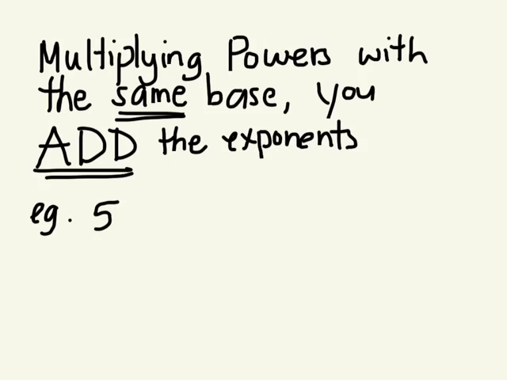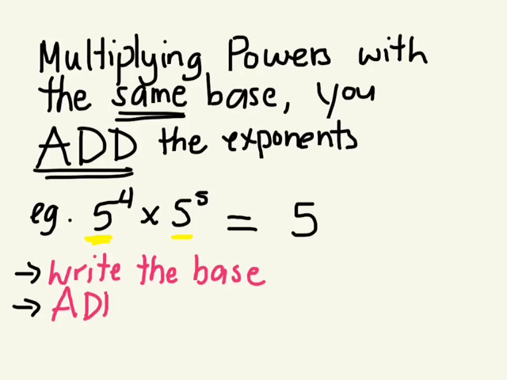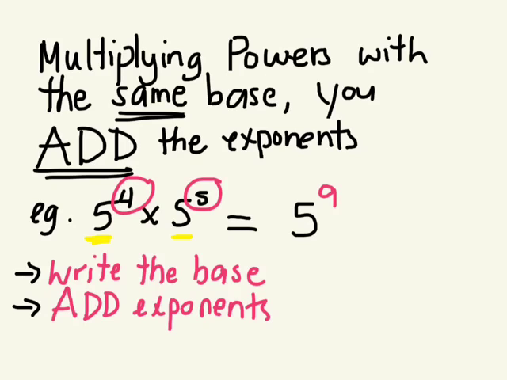Okay, we're going to check to see if this works. So if we have 5 to the power of 4 times 5 to the power of 5, do both of these powers have the same base? Yes. So what we're going to do is write the base. What is the base? So this is equal to 5. Okay, first we write the base, then we do what with the exponents? Add. Add the exponents. What's 4 plus 5? Leah? 9. So the answer is 5 to the power of 9. That's it as a single power.